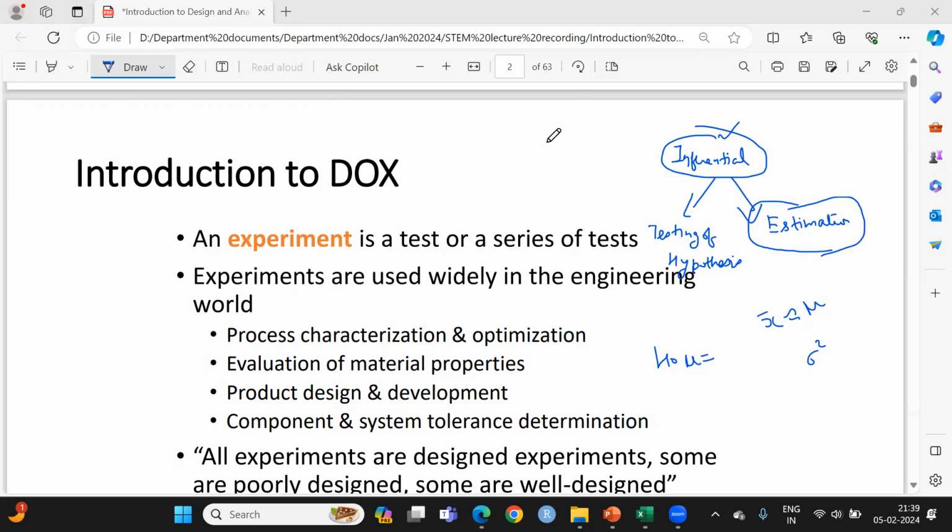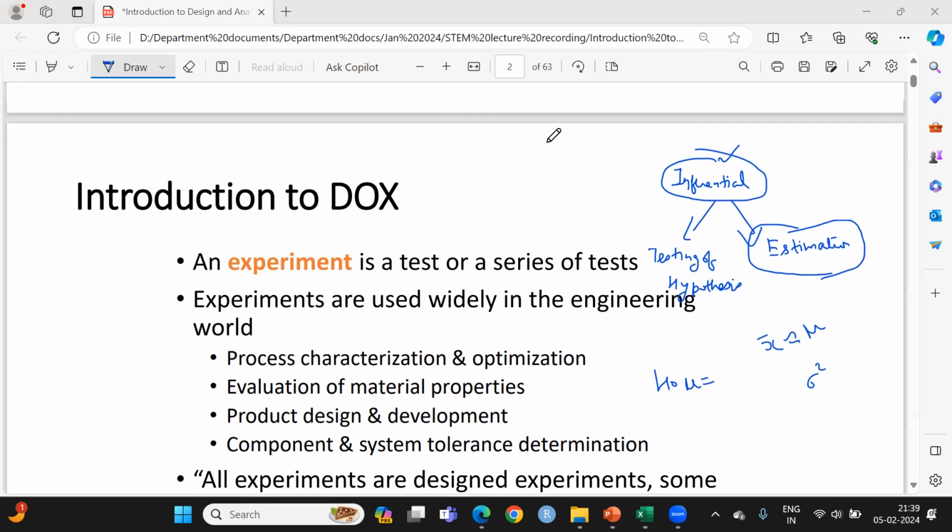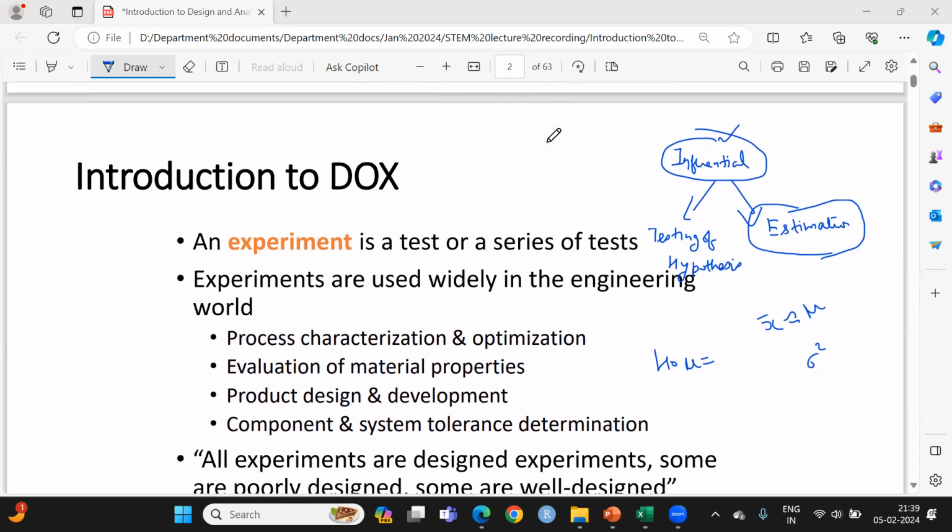Okay, so now to go ahead with the topic that we have today to discuss, that is design as an experiment. So let me tell you what is the meaning of experiment. In real life, when we conduct an experiment, it means that to achieve some goal, we keep on trying to do the same task again and again.